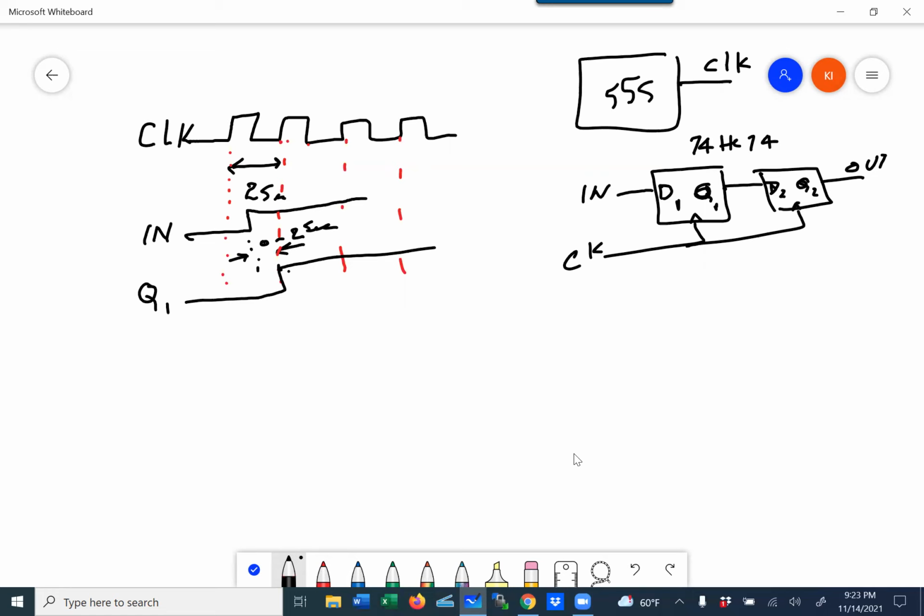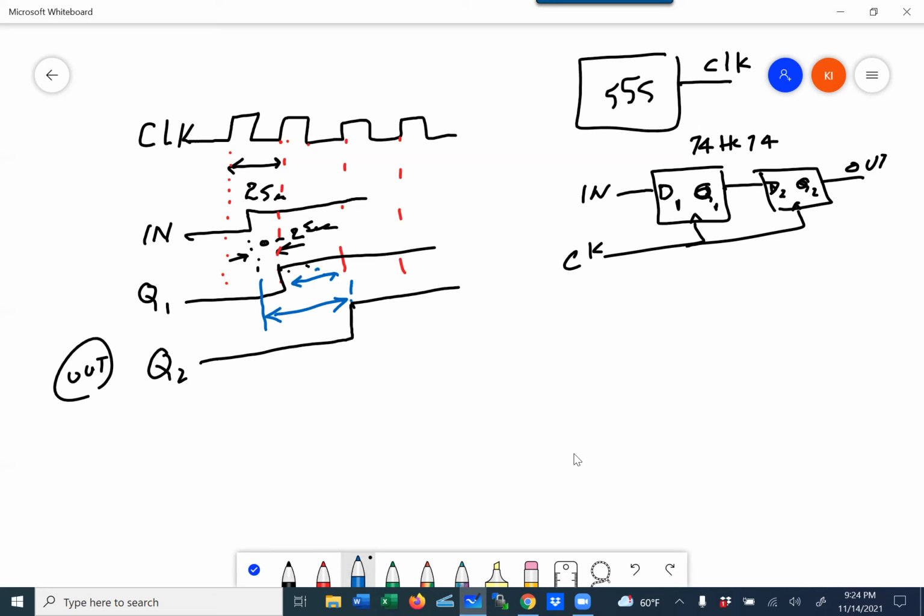So now if I take Q1 and put it to D2, what's going to happen? This input is not going to be seen by the second flip-flop until the second rising edge. So Q2, which we also call out, will change right here. From the time the original signal changed until Q2 changed, it is now not just 0 to 2 seconds, but then the whole clock cycle as well. This period is always 2 seconds.